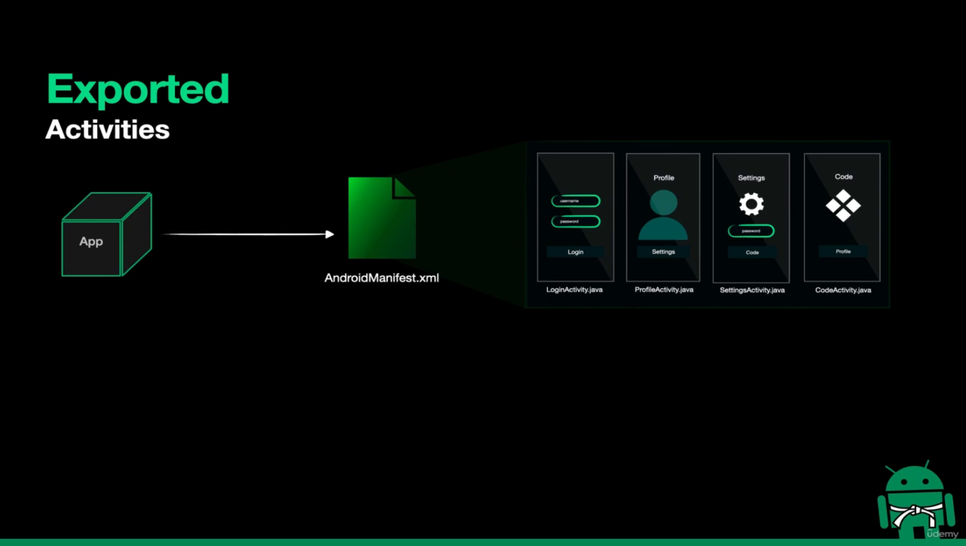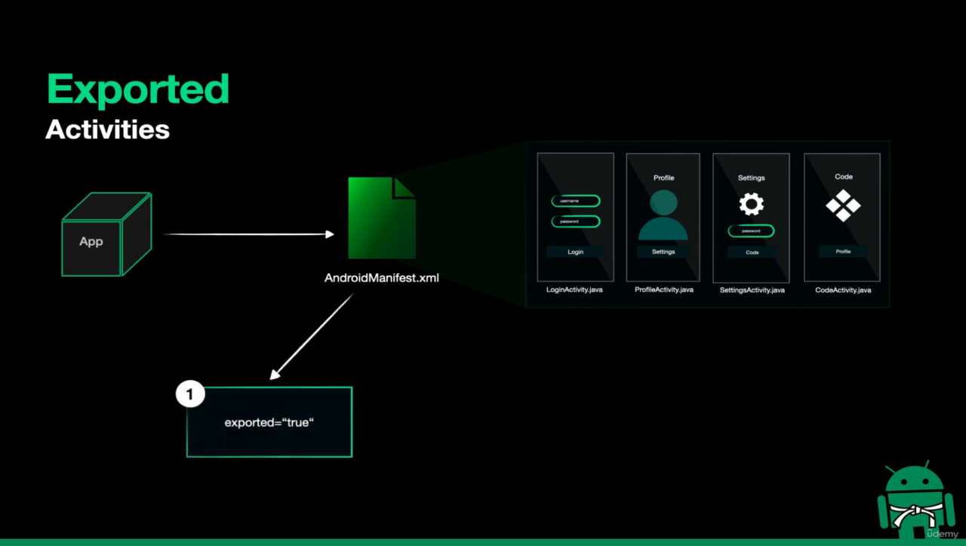Okay, so now we know where to look. But what is the term we need to look for? Well, there are two options. We've got explicit exported and implicit exported. Explicit exported is super easy, because we simply get this tag exported equals true. If we find this in our application tag, then we know this activity has been exported.